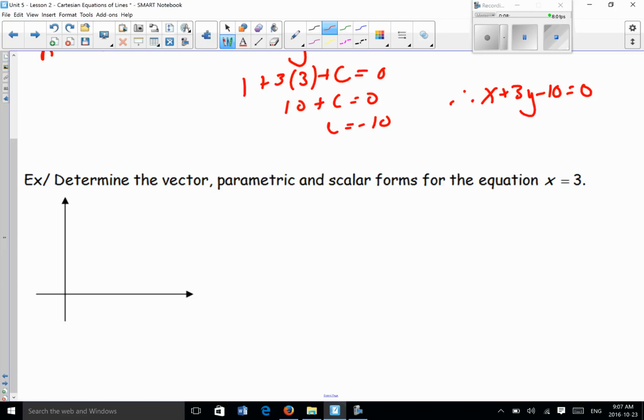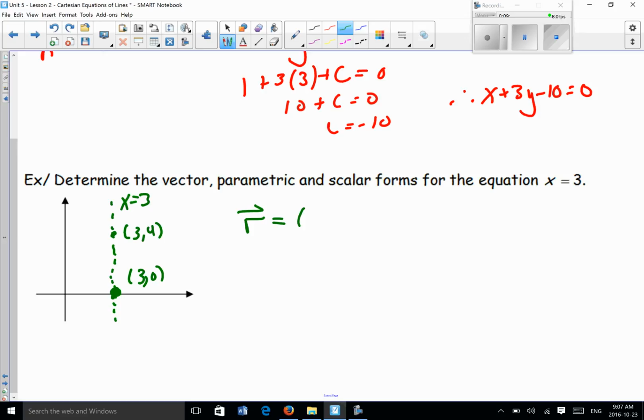Determine the vector, parametric, and scalar forms for the equation x equals 3. So what is x equals 3? Well, that's a vertical line, right? It goes up through 3. If I want to find the vector equation for that, well, that's something we know how to do. My vector equation would go through a point that you know. What point do we know? Well, we know for sure it has to go through the point 3, 0, or 3, 1, 3, 2, 3, 3, 3, 4, any of these points, right? These are all points on that line. So you have an infinite number of choices.